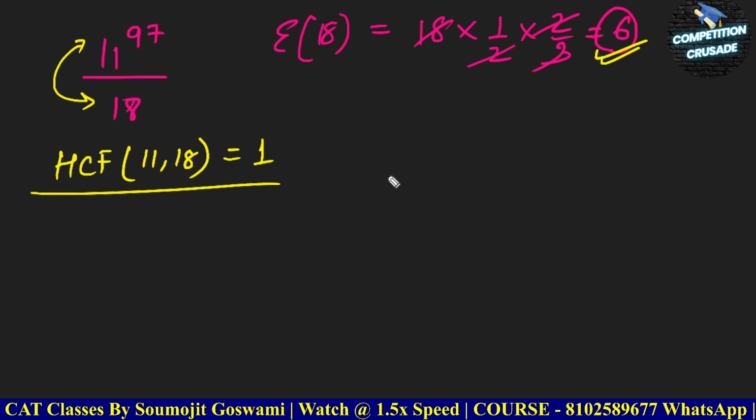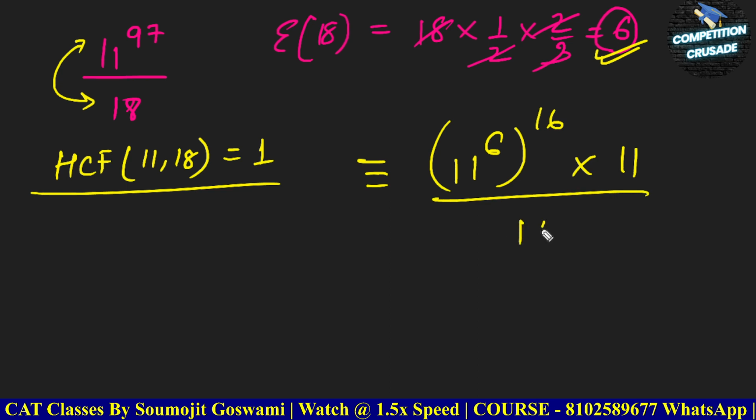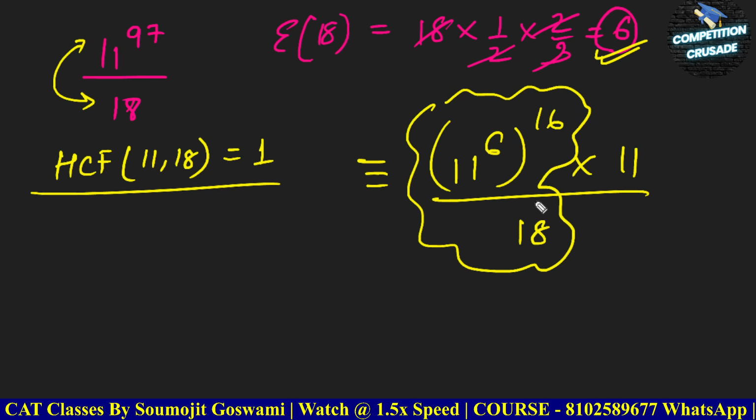See this very carefully. I can write this as 11 to the power 6, and now 6 into 16 is 96. So I'll just multiply, 11 divided by 18. What exactly does Fermat's theorem tell you? 11 raised to the power 6 raised to anything will give you the remainder as 1.